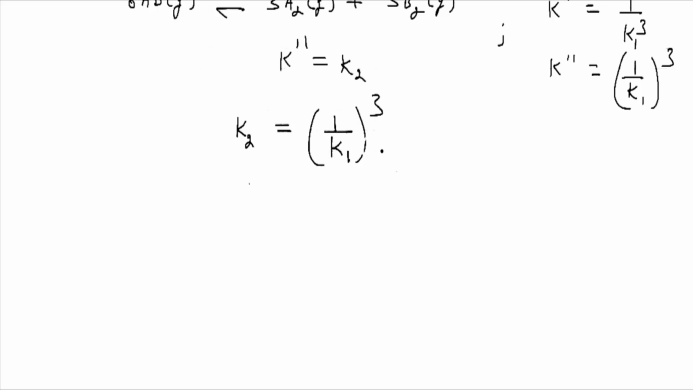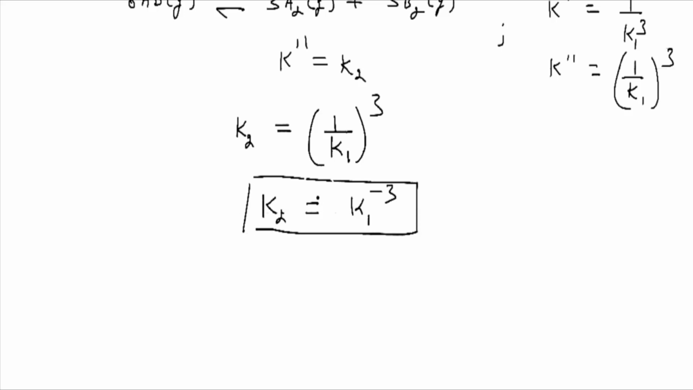So this is the equation, and if I try to solve this, it will look like this. I can write k2 is equal to k1 to the power minus 3. So this is the relation between the equilibrium constants k2 and k1.